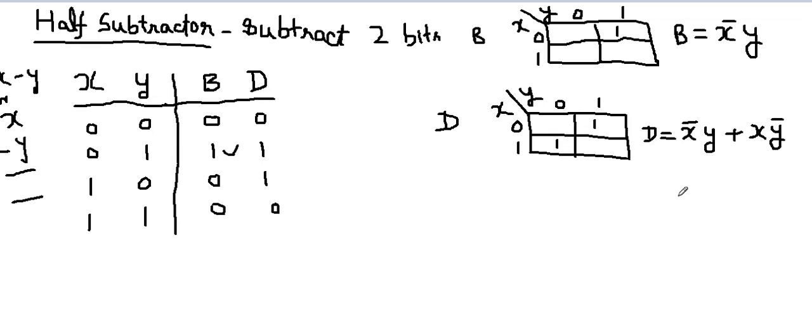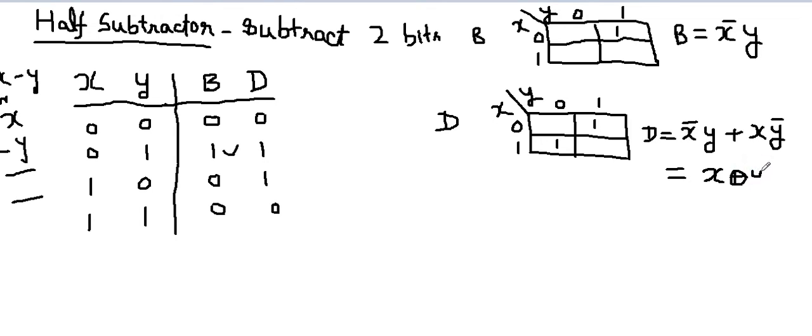And again, if you remember from the logic gate truth table, this is the boolean function for the XOR gate. So we will write directly x XOR y, right?